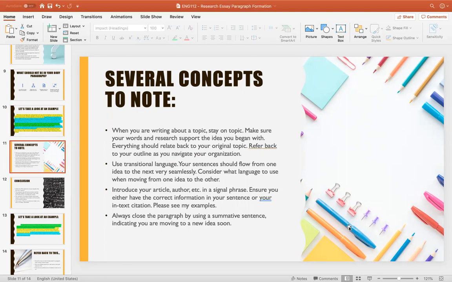And again, always close the paragraph by using a summative sentence that indicates that you are moving to a new idea. So much like the essays that you probably wrote in 111, your topic sentence should always be in your own words. Stay on topic, elaborate on that topic, and use research for substantial support. Again, the research is there to support you and not the other way around.